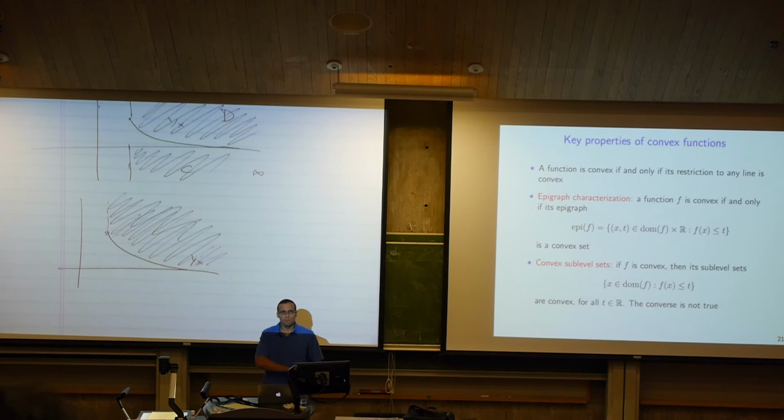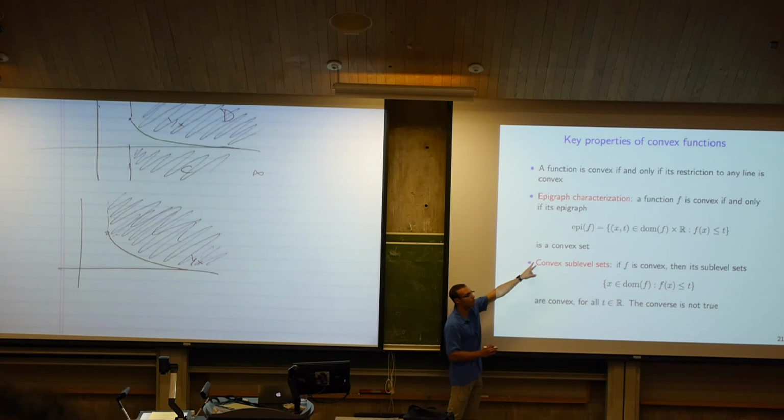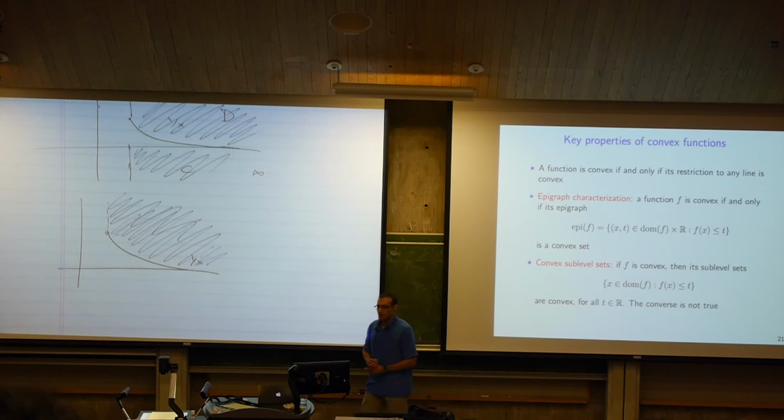In fact, pretty much everything that I've told you about convex sets so far, or convex functions so far, and that I will tell you about convex functions, can be proven from what we know about convex sets using this relationship. So it's really a close connection between the two. If f is convex, then its sublevel sets are convex. The converse is not true. I'll let you think about that one as well.